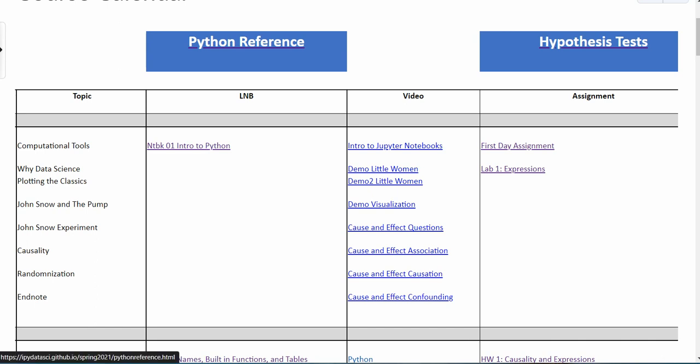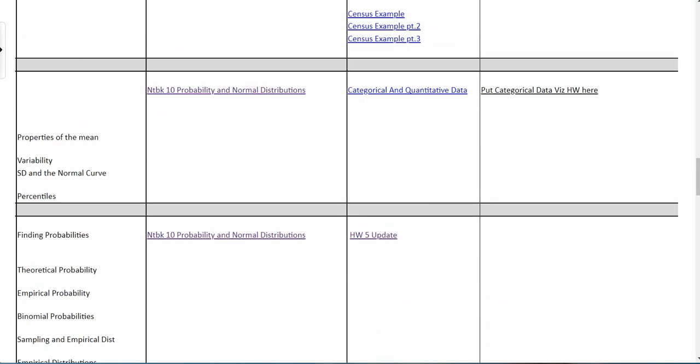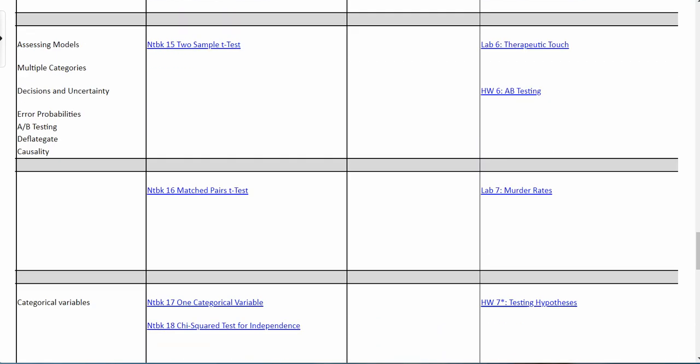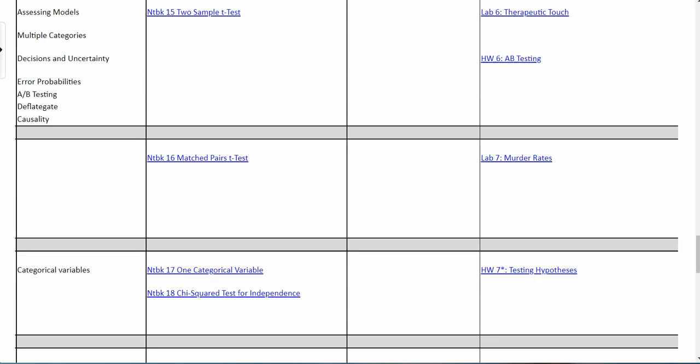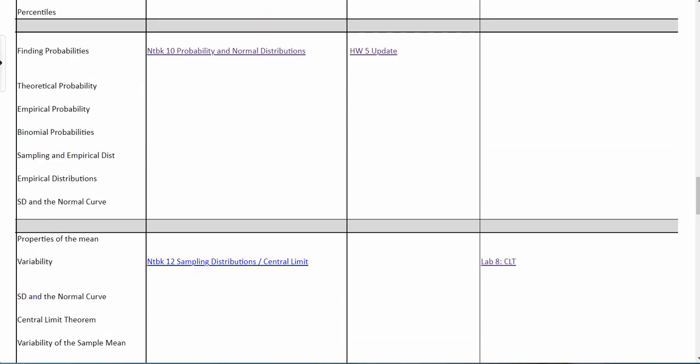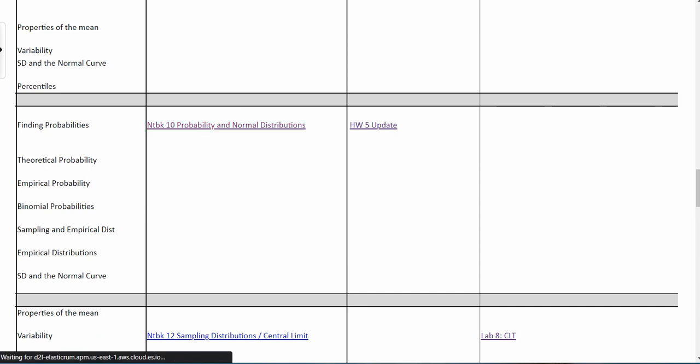Okay, so the Python reference is important and the hypothesis test is going to become important because why? Because we provide you all the code blocks you need to run these hypothesis tests. So now I'm going to launch into Notebook 10, which I just scrolled past, sorry.